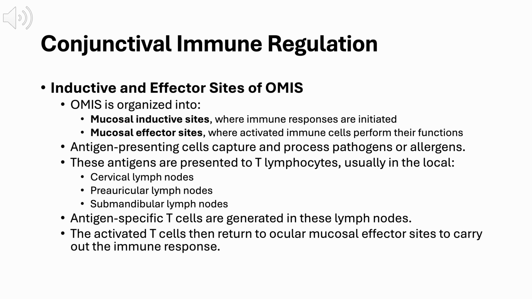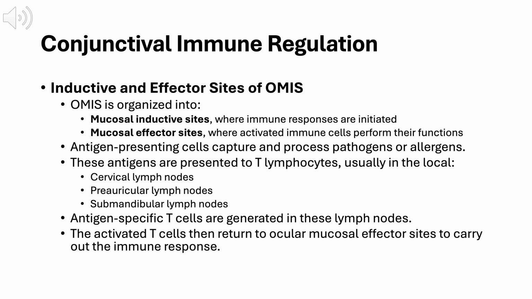OMUS has a clean organizational logic, split into two functional zones. There are mucosal inductive sites, where immune responses are initiated, and mucosal effector sites, where the activated cells actually do their work. And these are physically separate, which is the key concept here. The sequence works like this. Antigen-presenting cells at the surface capture and process a pathogen or allergen, then carry it to the local lymph nodes, typically the cervical, preauricular, and submandibular nodes, where they present it to T lymphocytes. Antigen-specific T cells are generated in those nodes.